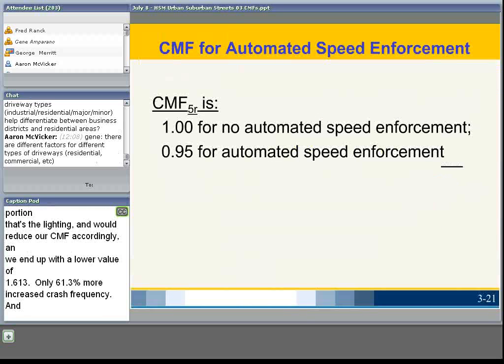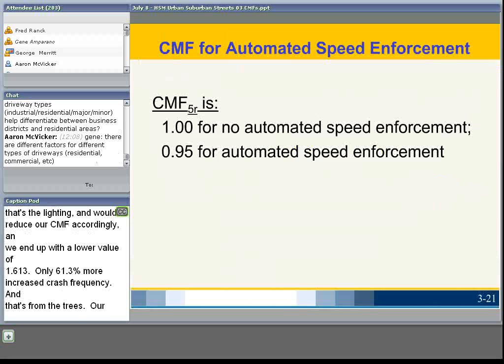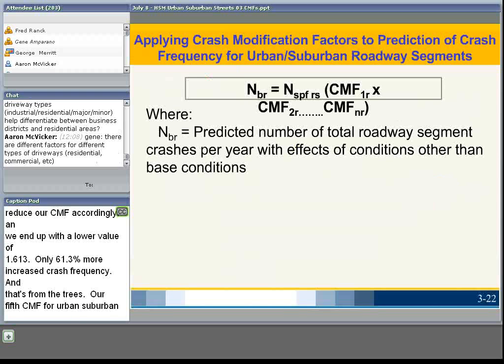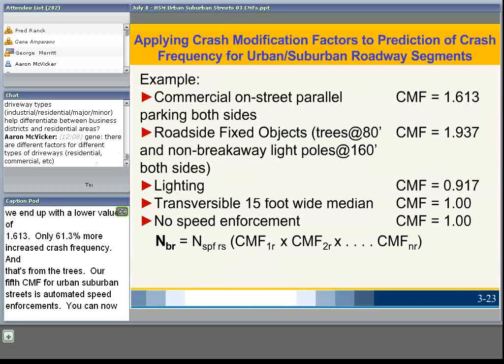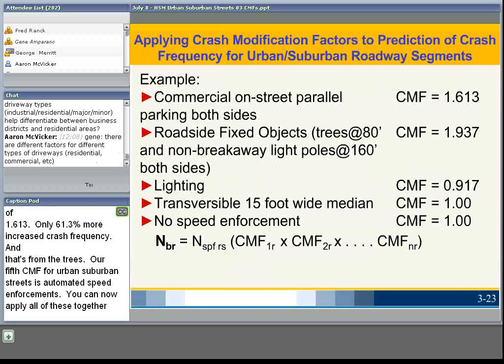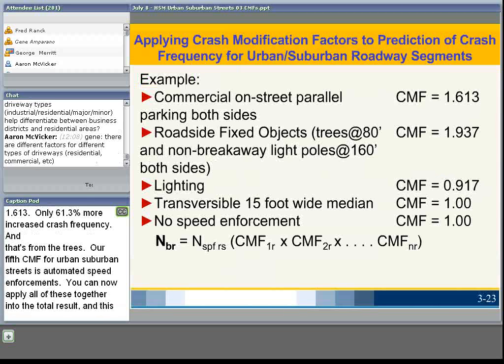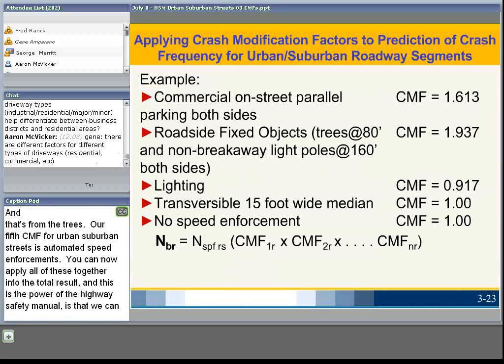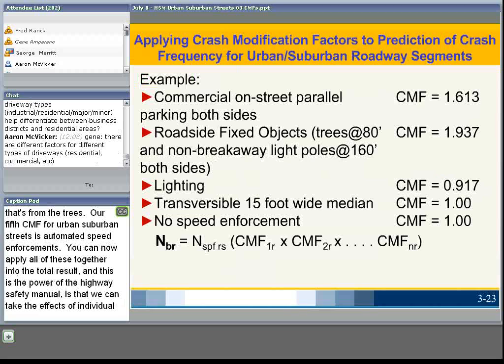So we would calculate our fixed object crash modification factor to begin with from the trees and from the lighting for our density of fixed objects, and we get a fairly high effect, a CMF of 1.937. That almost doubles the resulting crash frequency. This is a huge effect.